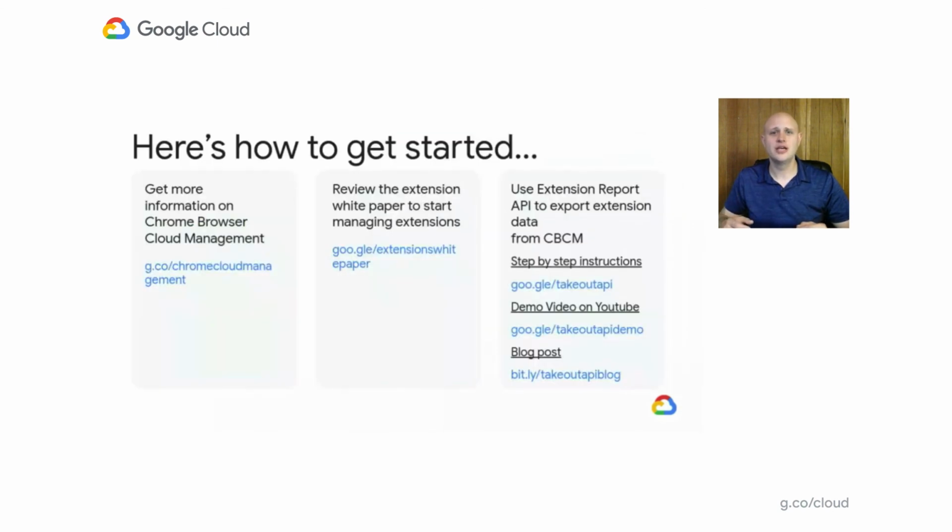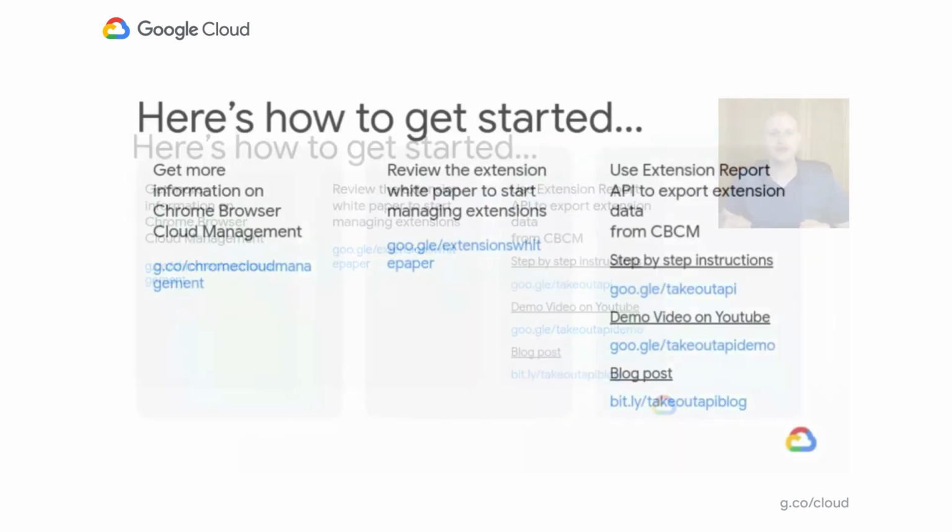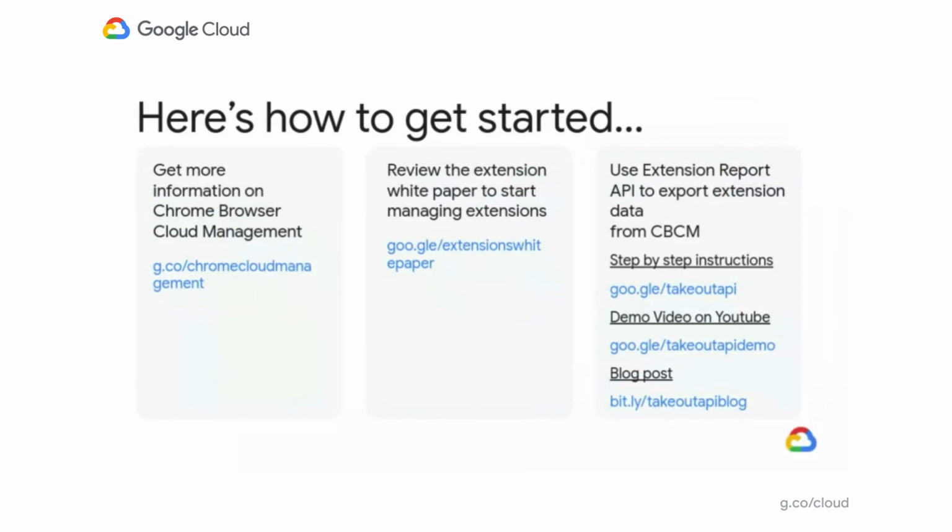So here's how to get started. Here's how to move forward with getting your extension management dreams fulfilled. Definitely check out Chrome Browser Cloud Management. That's going to be the best way to start the auditing process, and you can go to the link there to see the steps to get going. Definitely check out the extension white paper. It's called Managing Extensions Within Your Enterprise. It covers all these different methodologies. And definitely check out the extension API to be able to export that extension information from Chrome Browser Cloud Management. We have step-by-step instructions, a demo video on YouTube, and also a blog post, so you can consume all the details at your leisure.